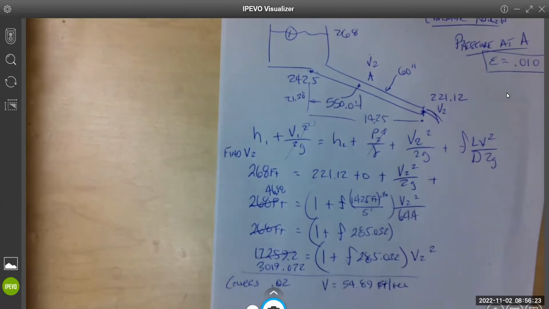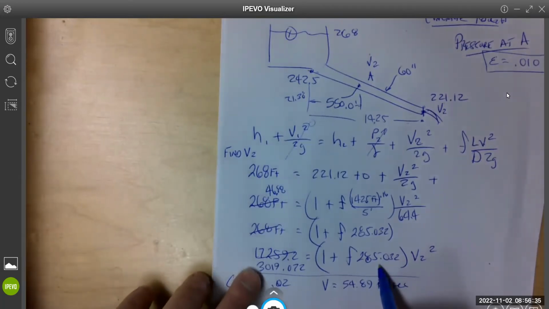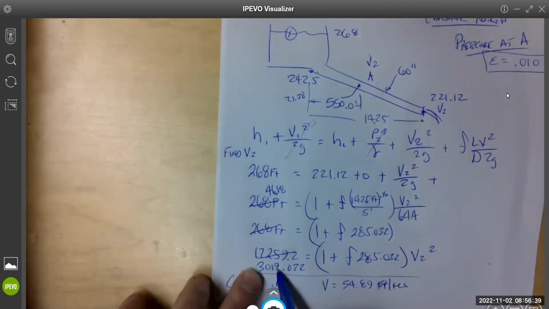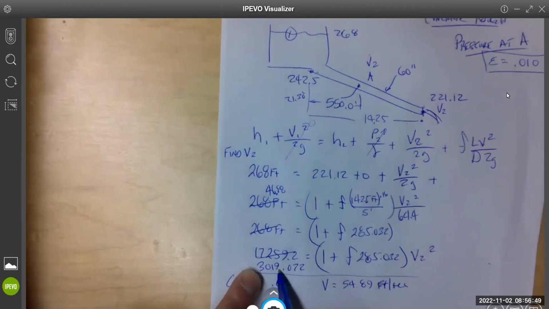What number do you get when you plug in 0.02 on the right side of the equation? Because you're doing 285.032 times 0.02 plus 1, right? The number I got from that was 6.7. Yep, 6.7 divided into 3019 is 450. And then you take that and minus it from the left side.